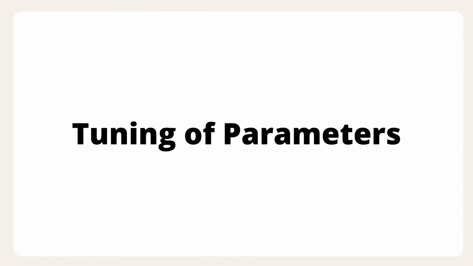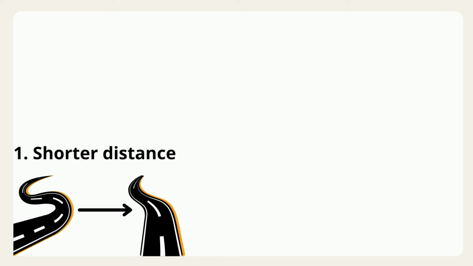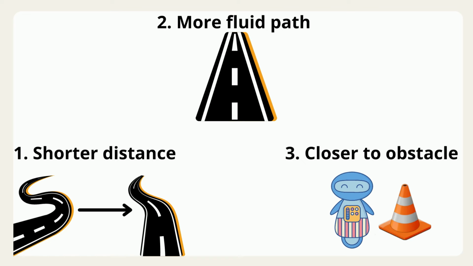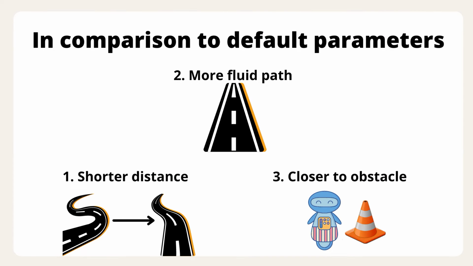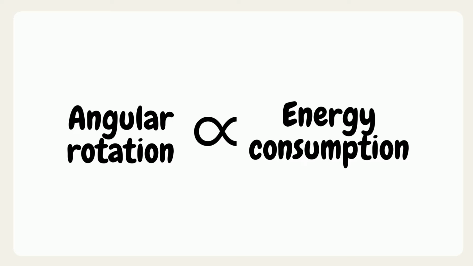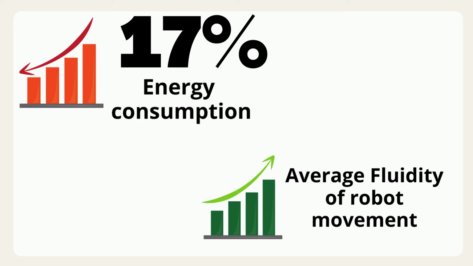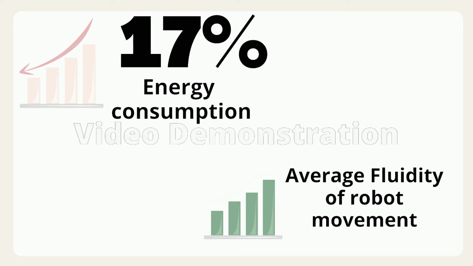We fine-tuned the local planner parameters such that the robot moves in a shorter and more fluid path while remaining close to the obstacle it circumvents. This is done in comparison to the default parameters provided by the robot's software. The angular rotation of the wheels obtained from the distance traveled is proportional to the energy consumption of the robot. We were able to reduce the energy consumption by 17% and increase the average fluidity of the robot.